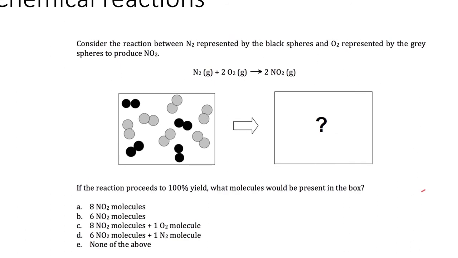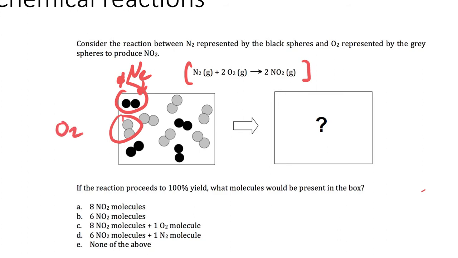Let me zoom in a little bit more on this. And so consider the reaction between nitrogen, represented by the black spheres, and oxygen, represented by the gray spheres. And the reaction is N2 plus 2O2 goes to 2NO2. So this is the chemical reaction that's occurring. And again, even though the reaction says you should have a 1-to-2 ratio of nitrogen to oxygen, we can mix together whatever proportion of nitrogen and oxygen we wish. And so this is the N2 from what we're told. So the N2 are the black spheres, and then O2 are the gray spheres.